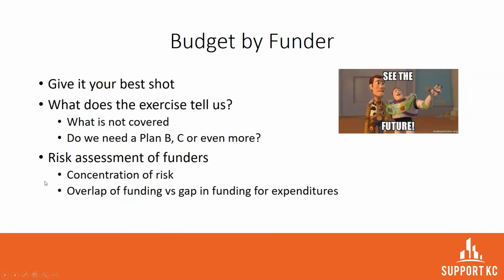It also serves as a risk assessment of your funders. Do you have a concentration of funders that you rely on, that if they weren't there, it signals a serious issue that you would have to pivot quickly? It also will tell you if there's an overlap of funding versus a gap of funding. So for example, you may get 3 different funders that want to fund your staff or a program, but nobody wants to fund the executive director. Well, you can't 300% allocate funders to one salary. So this will also give you an exercise of what you need to ask funding for.